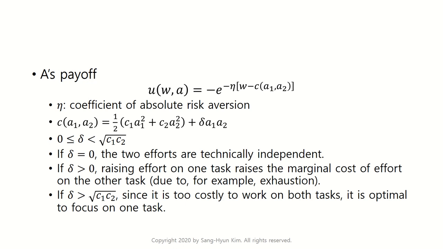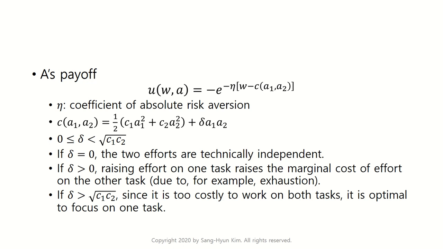Then let's look at the third small bullet point. It says that delta is greater than or equal to zero, and it is smaller than square root C1, C2. You may wonder, what is this square root C1, C2? So let's look at the last bullet point. If delta is larger than square root C1 times C2, since it is too costly to work both tasks, it is optimal to focus on only one task. So if delta is very, very large, then multitasking is very difficult. So in that case, you may just want to focus on one task. And the principal, the employer, may want to give just one task because it is too costly to do multitasking.